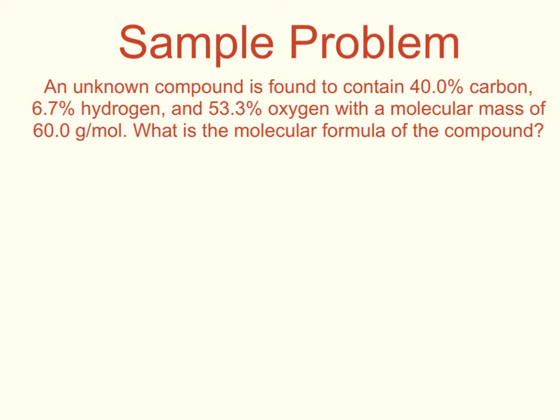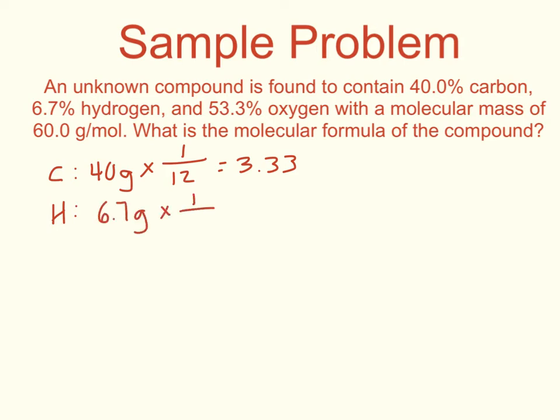Recall from the last section, when we want to find the empirical formula, we take our percent and treat it like a mass. So for carbon, I'm going to change my 40% to 40 grams, and then I'll divide it by the atomic mass of carbon, which is 12. So 40 divided by 12 is 3.33. Likewise for hydrogen, I'm going to take 6.7 grams times 1 mole over the molar mass of hydrogen, which is 1, and I get 6.7. And then for oxygen, I'm going to take 53.3 times 1 mole over the atomic mass of oxygen, which is 16. 53.3 divided by 16 is 3.33.